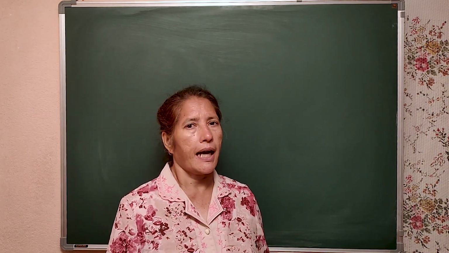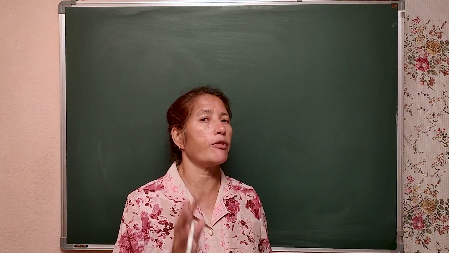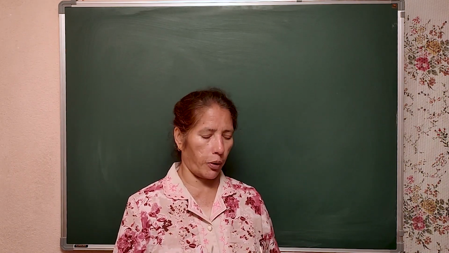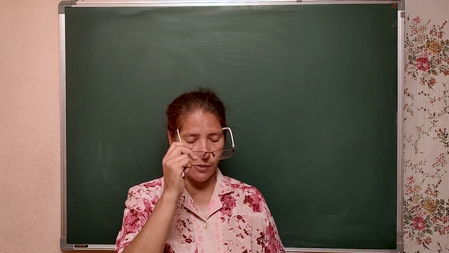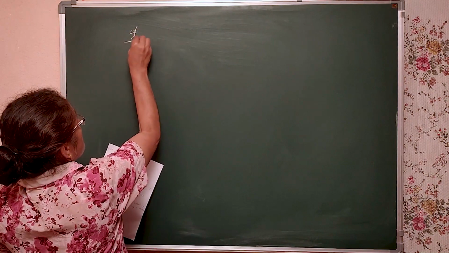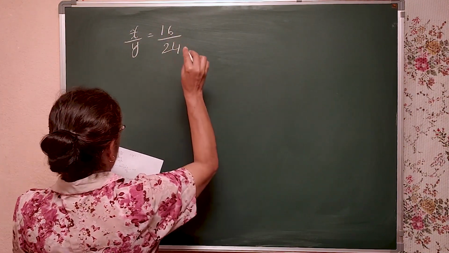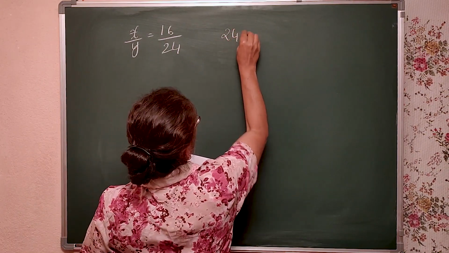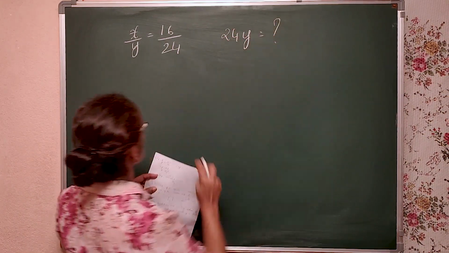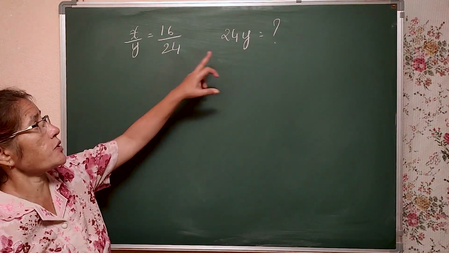Now, I am usually giving you two problems. Today I will give you three problems, three oral problems. What are those? First one, if x by y is equal to 16 by 24, what is 24y?